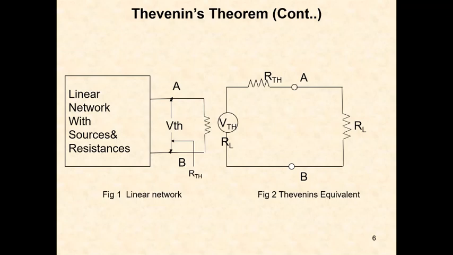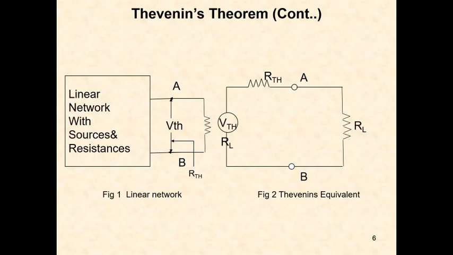See here a picture: a linear network containing some sources, resistances, impedances, or anything, whatever the circuit is. That network is connected with a load at terminals AB. A load is connected to the network at terminals AB. And this network can be replaced by a single voltage source in series with resistance, whatever the resistances or impedances within the circuit. That replacement by a single voltage source in series with resistance is called Thevenin's theorem.